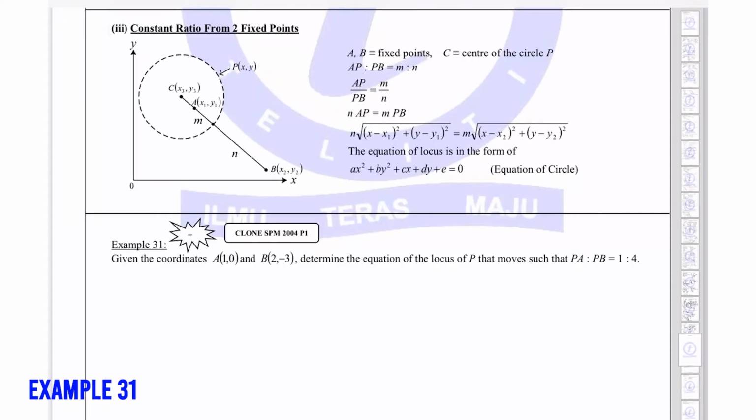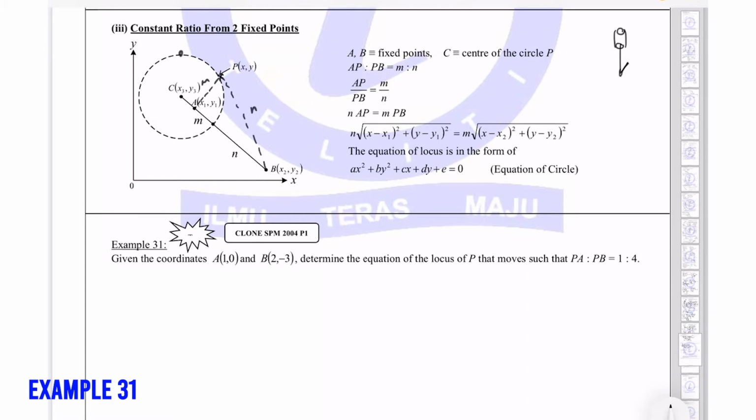Okay, the next one is constant ratio from two fixed points. Now, here it's a bit hard for me to use any example. It's more like a piston in your car engine, but I know some of you don't understand the piston motion in your car engine. So let's say we have a point P(x, y). It moves such that the ratio from points A and B is constantly m to n. So for example, when P is here, this distance here is m. Let's say the ratio is m. This ratio here is n.